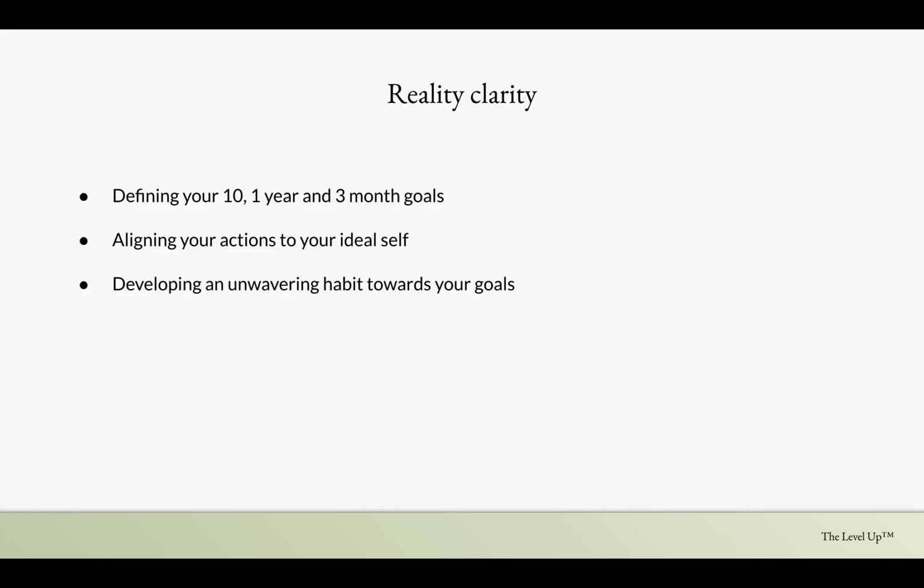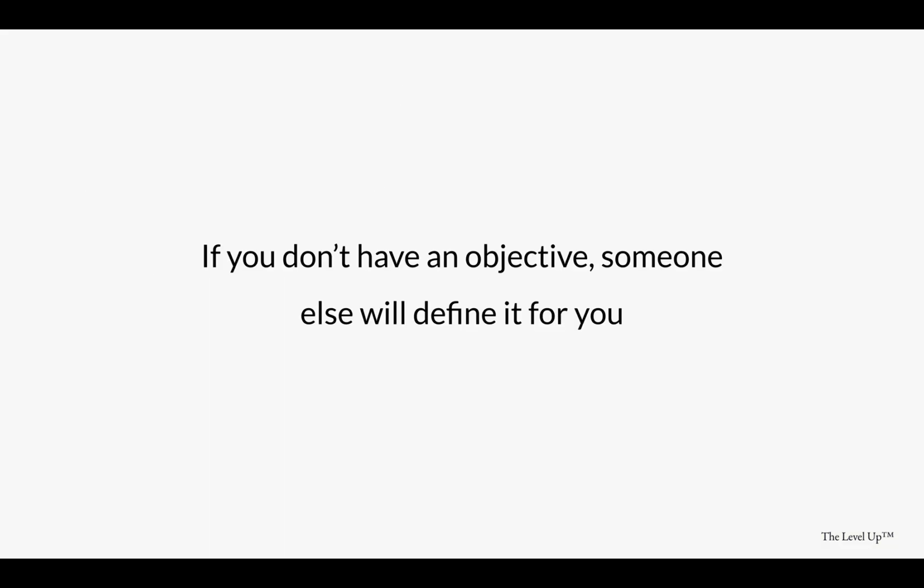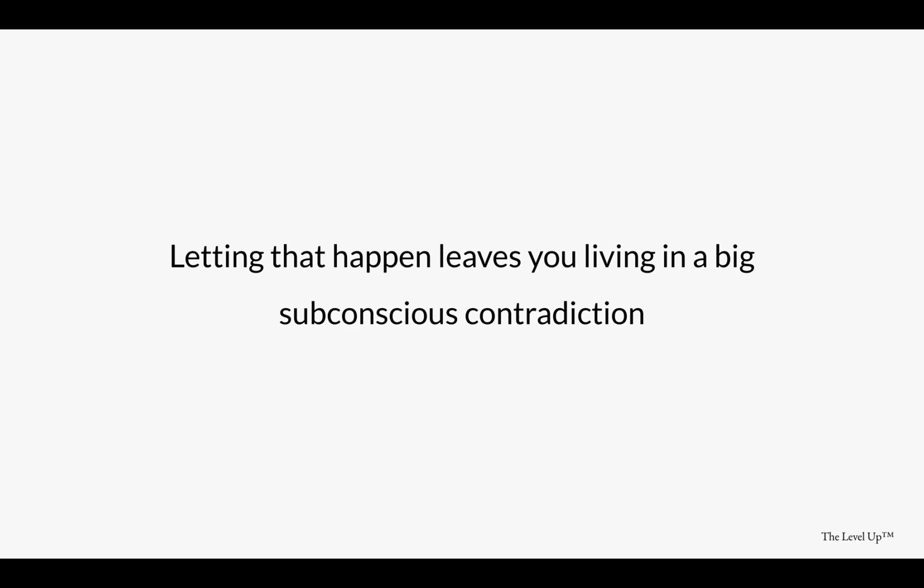So this is where we get into being real clear on exactly what we want to achieve. So I want you to understand this before we get into it. If you don't have an objective in life, somebody else will define it for you. This is just how things are. And letting this happen leaves you living in a big subconscious contradiction. You'll always second guess yourself. You're going to lack certain confidence in things, and that's because somebody else is controlling that character for you, controlling yourself. So you want to have as much control within yourself as possible, so that way you can live life to its fullest potential.